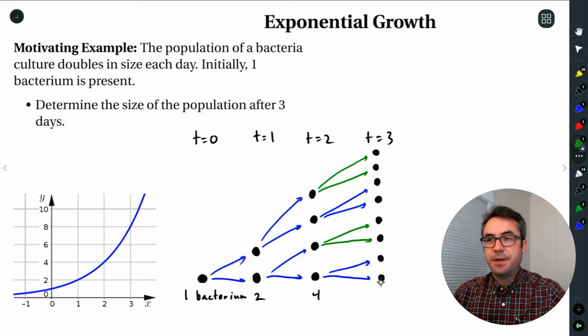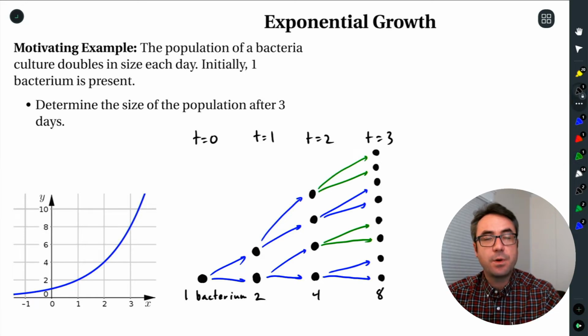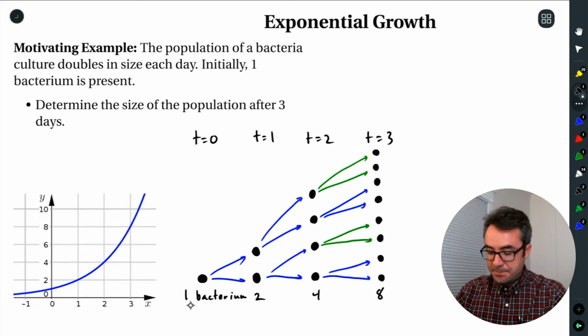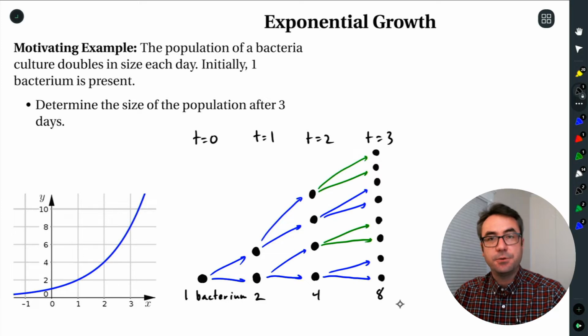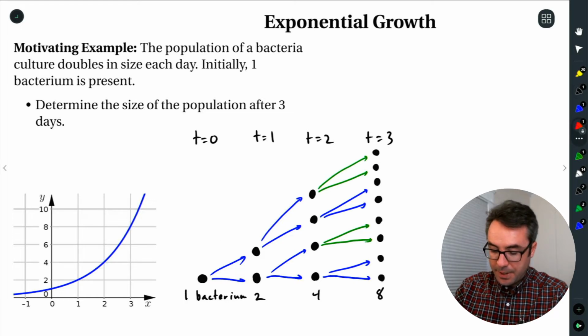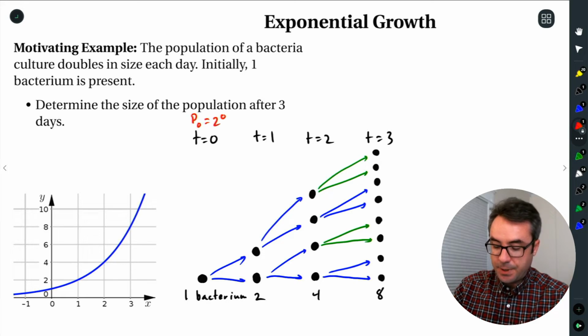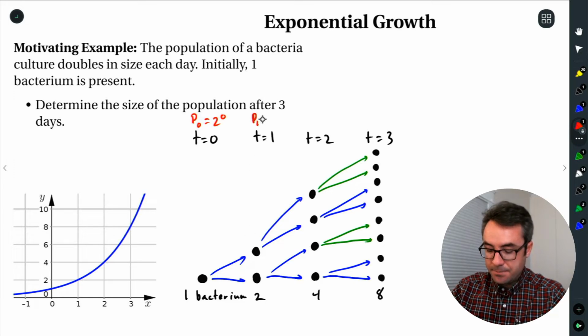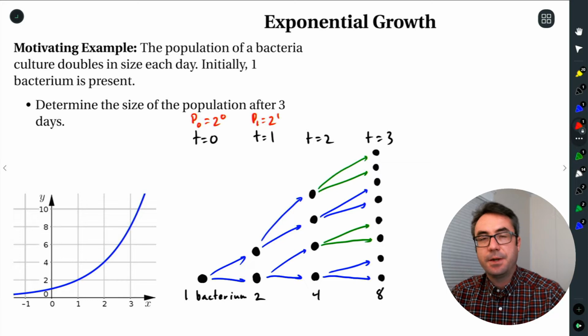So if you count it up, how many are we going to have? We have 2, 4, 6, 8. So there's going to be 8 bacteria on day 3. So if we start with 1 bacterium and the population is doubling in size each day, we go up by powers of 2. The way we can think of this is we can think of our population on day 0 as being 2 raised to the 0. And we can think of our population on day 1 as being 2 raised to the power 1.